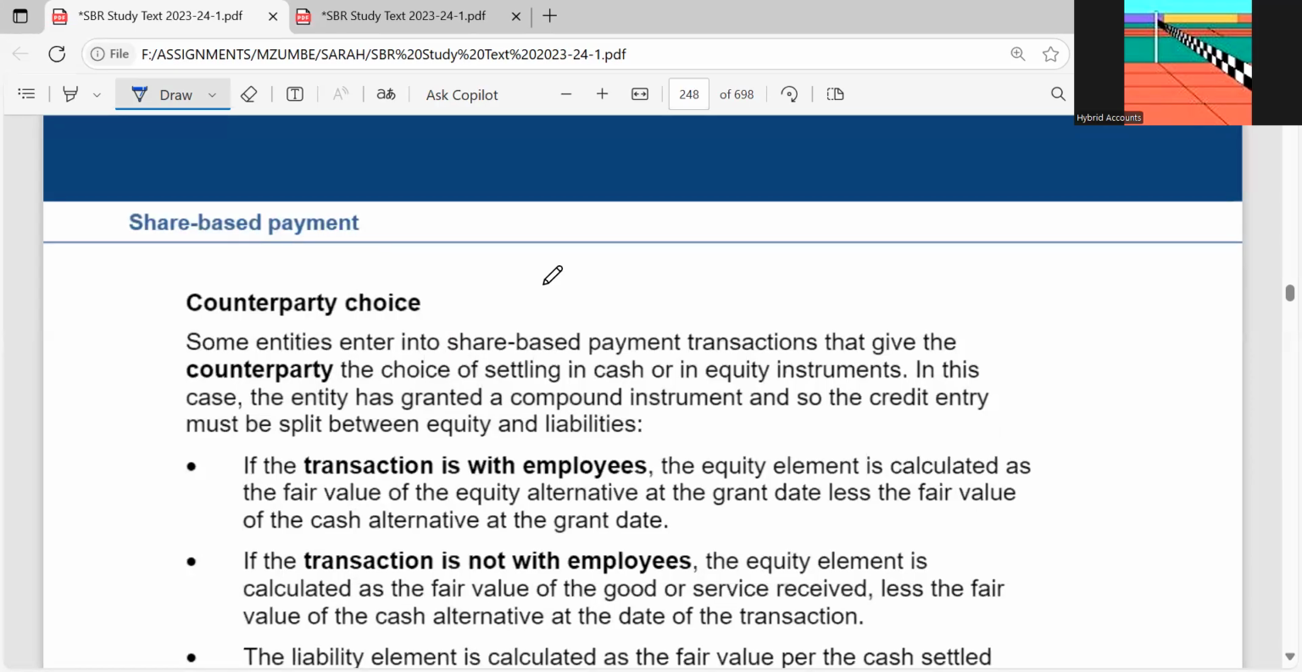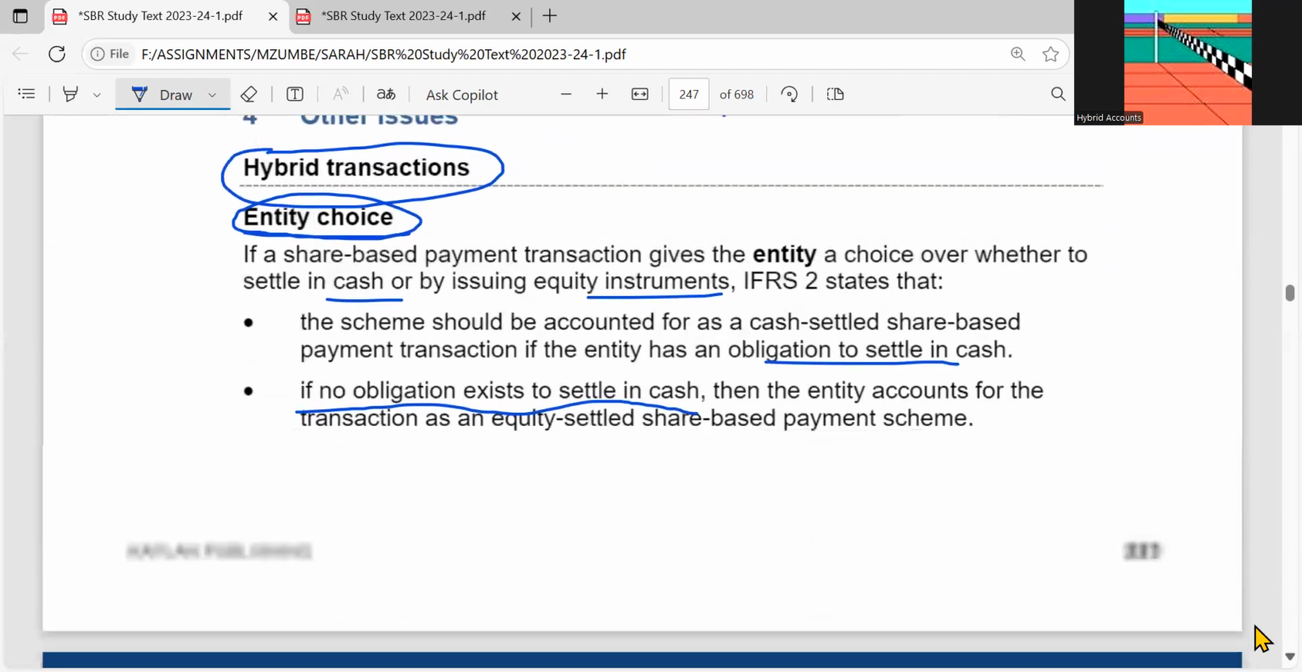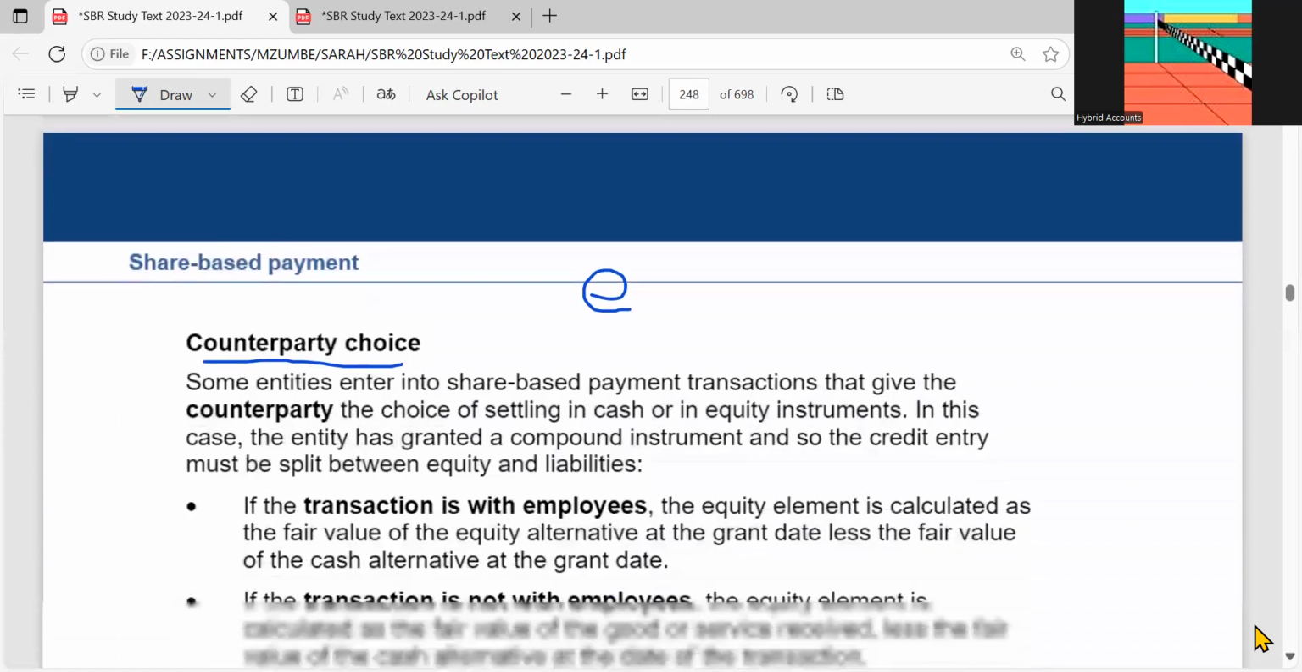But now, when you deal with these ones, there are usually two possibilities. Either the entity is given the choice to decide, or the counterparty, let's say the employee, or the service provider, or maybe the provider of products, is given an option. First of all, we spoke on the entity choice. If the entity has to choose, it has to do that. If no obligation, equity settled. If there is an obligation to pay cash, cash settled.